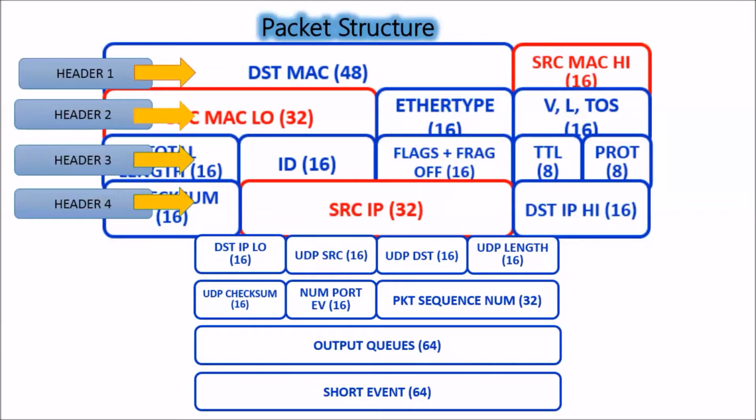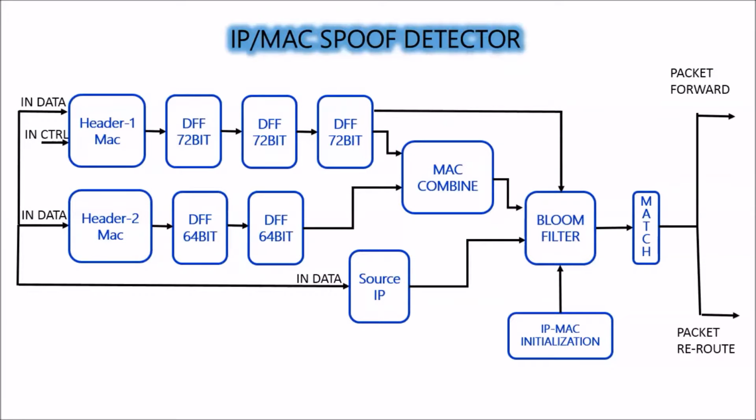In our IP spoofing stage, we form the MAC using header 1 and header 2. The timing of header 1, header 2 and source IP are matched and compared using a Bloom filter, and it gives us the signal stating whether we need to forward the packet or reroute it. So now let's see how it works.